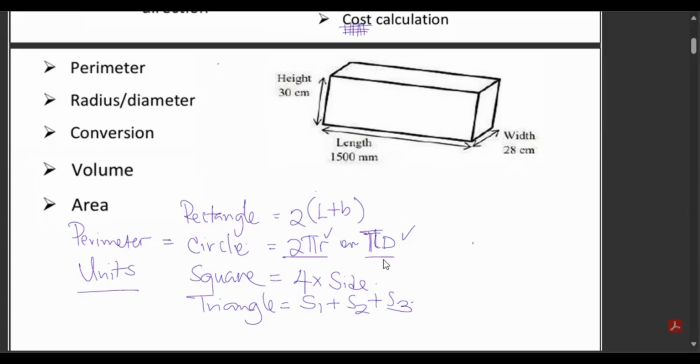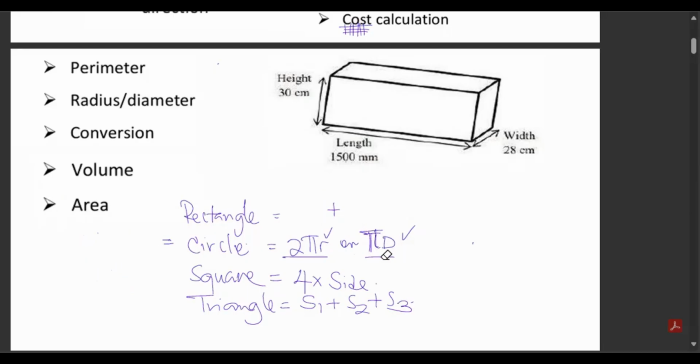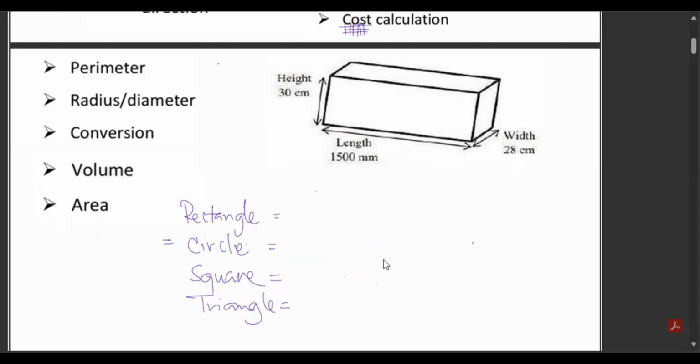Having seen that, let's go to our area. How do we get the area of a given shape? I'm just giving formulas. So these were formulas for perimeter. Now let's look at formulas for area. Remember I told you area is the space covered by a given material or a given surface. So we shall say area.